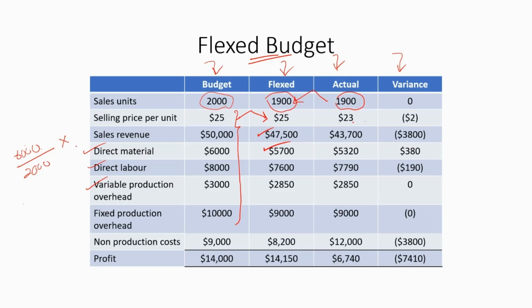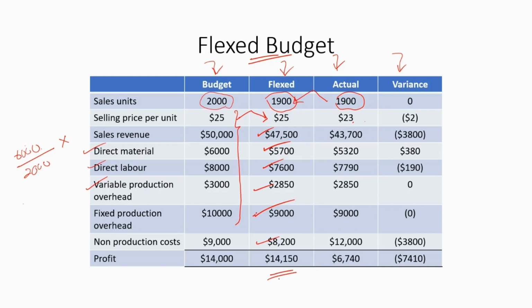Likewise, all of the variable costs will be extracted from the fixed budget. So using those values, we can calculate the direct labor and variable production overhead. Then we have to calculate the fixed production overhead for the 1900 units. And finally, we have to include the non-production cost. Then we have to calculate the budgeted profit under the flex budget.